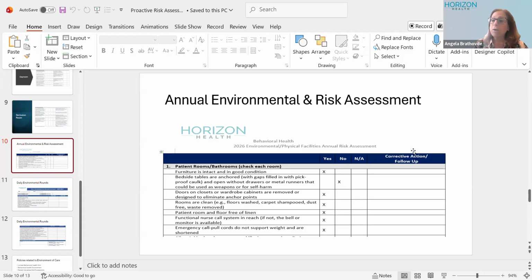Your bedside tables are open. They're like shelves. There's no drawers. There shouldn't be drawers because that's a ligature risk. And I think the reason why I check no is because it's not attached. So some places will attach their bedside tables, and then if there's a gap around the edges, they might fill it in with pick-proof caulk so that patients can't work that caulk and take it out.